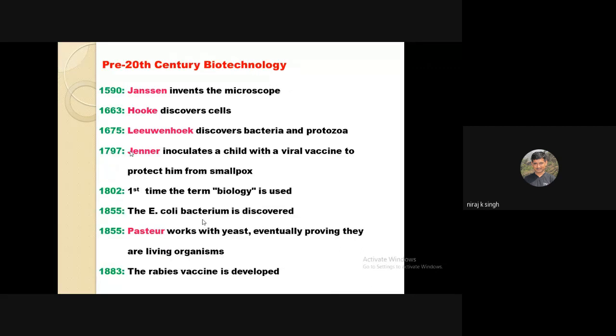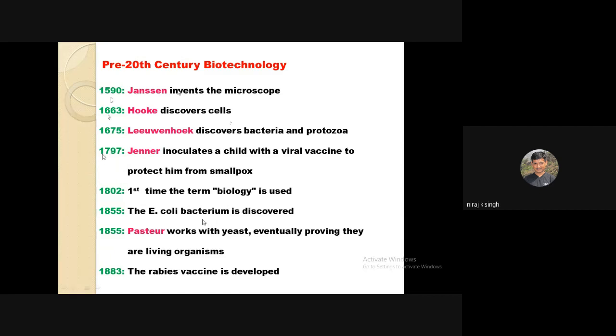In the pre-20th century, big developments happened in the field of biotechnology. Most importantly, in 1519, Johnson invented the microscope. With the help of the microscope, people can see organisms which cannot be seen by the naked eye. After this invention, in 1663, Robert Hooke discovered cells. Subsequently, Leeuwenhoek discovered bacteria and protozoa.